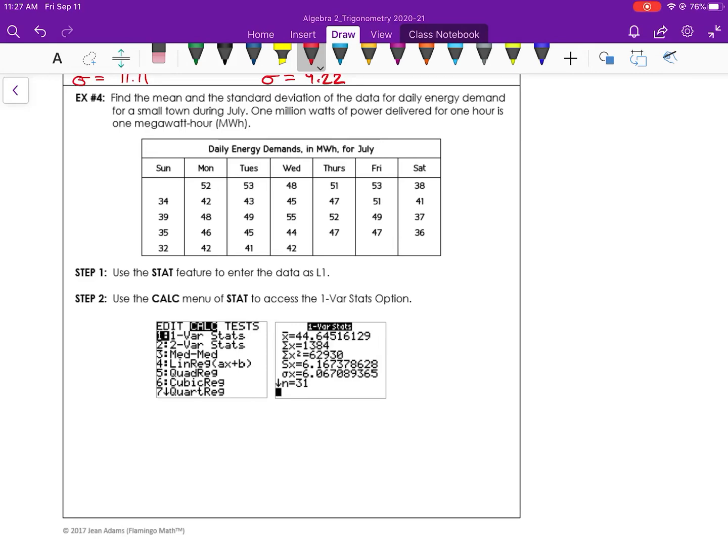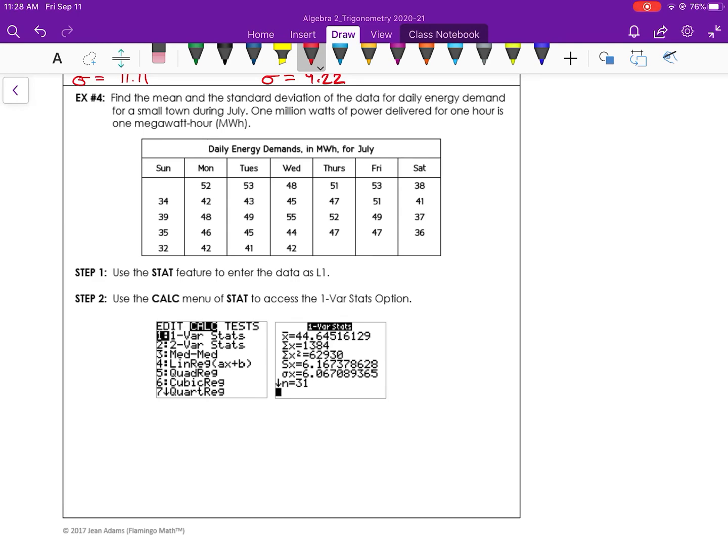Alright, so in example 4, we got all this data, the daily energy demand in megawatt hours in the month of July. That's how they calculate the usage. And in this problem, we're going to calculate our mean and our sigma.